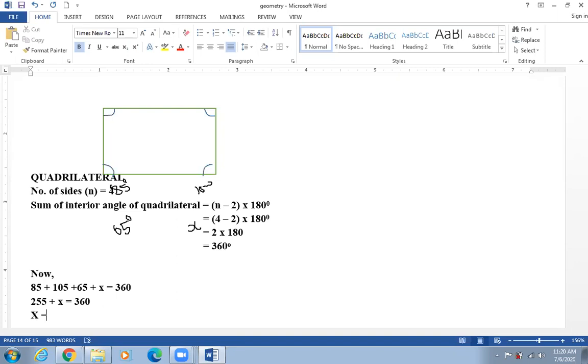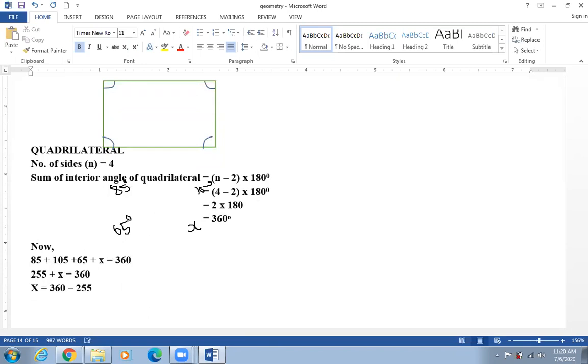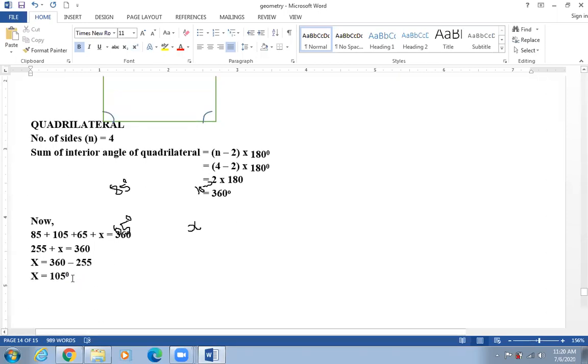So that means x is equal to 360 minus 255. And ultimately x will be equal to 360 minus 255, it becomes 105 degrees. So this is going to be our answer. Write down the angle on all the sides.